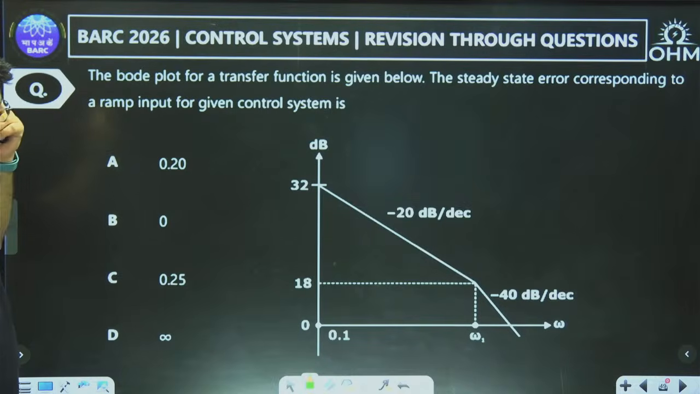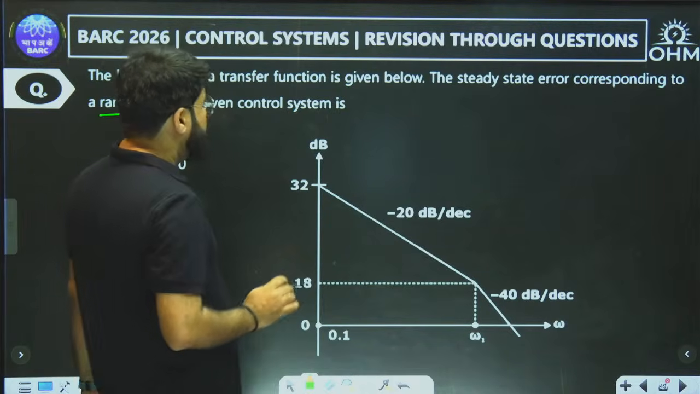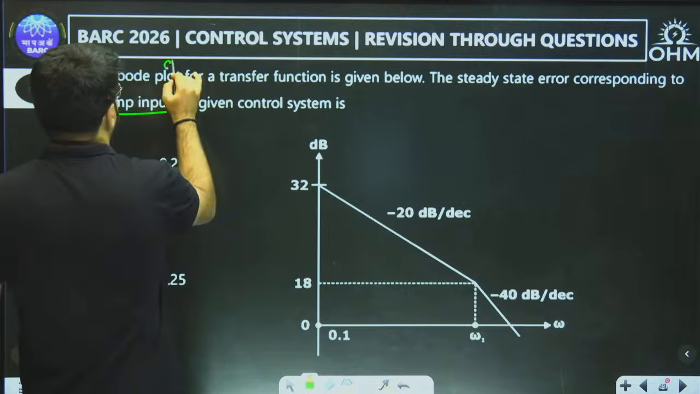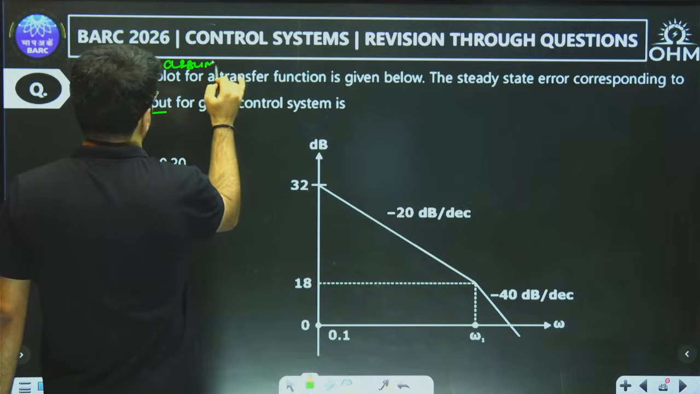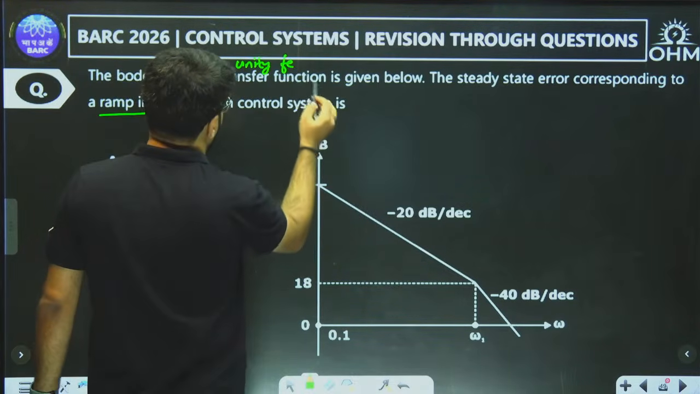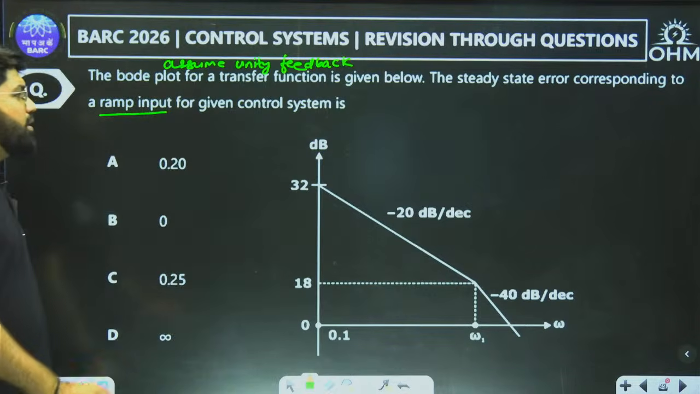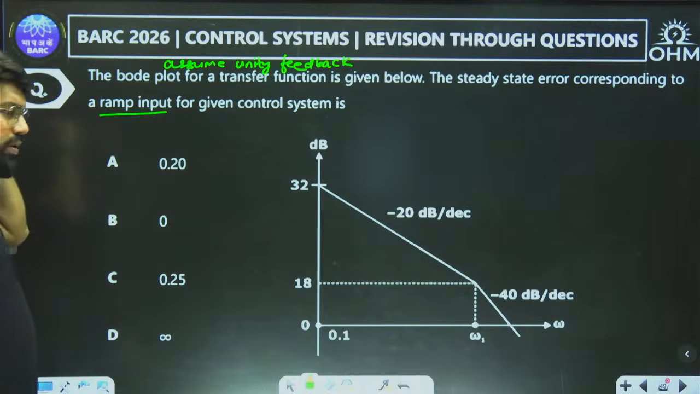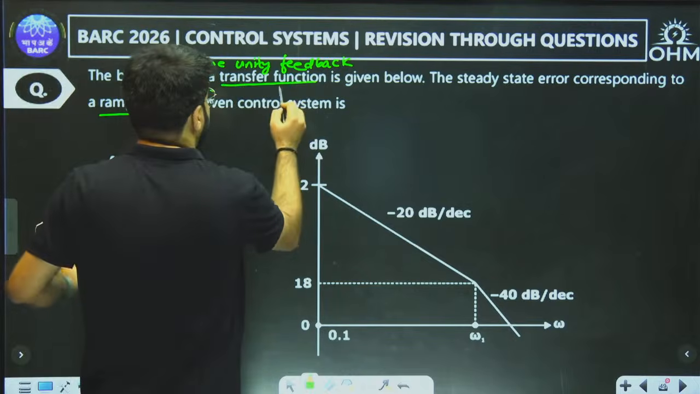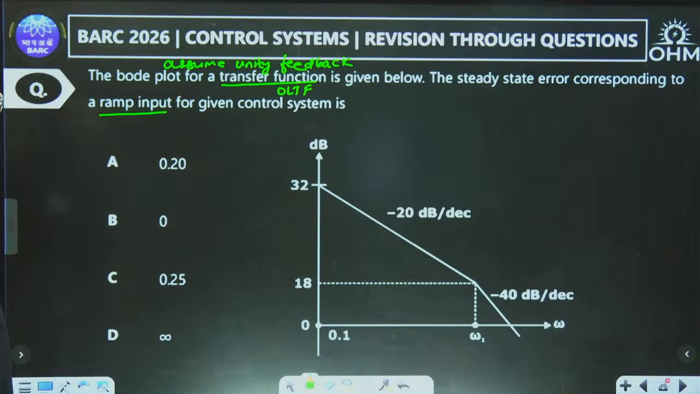The Bode plot of a transfer function is given below. What is the steady state error corresponding to ramp input? Now, why specifically ramp input? One more thing I will mention here: I will assume that the system is in unity feedback. That is a clear assumption I'll make here. The Bode plot is for the open loop transfer function, with unity feedback, and we need the steady state error corresponding to ramp input.